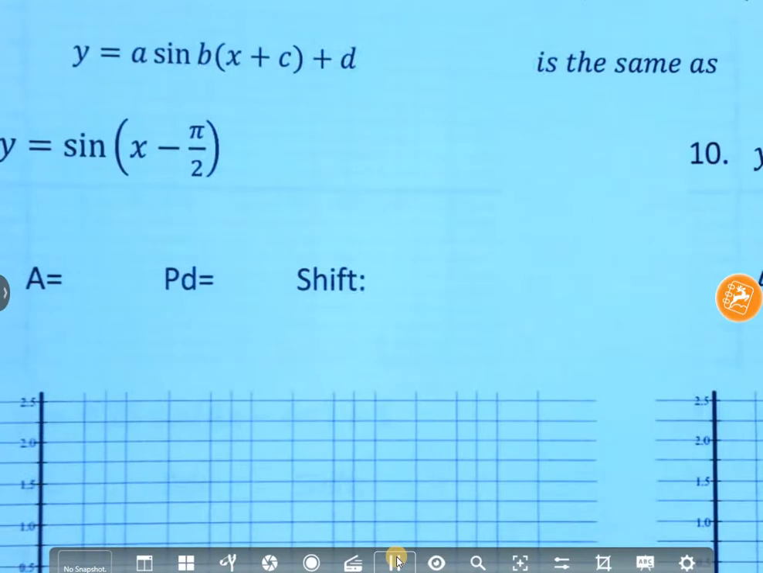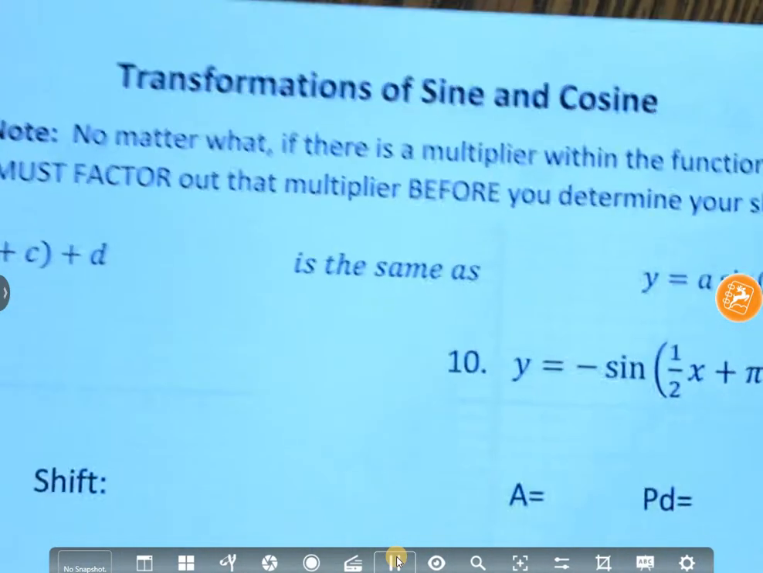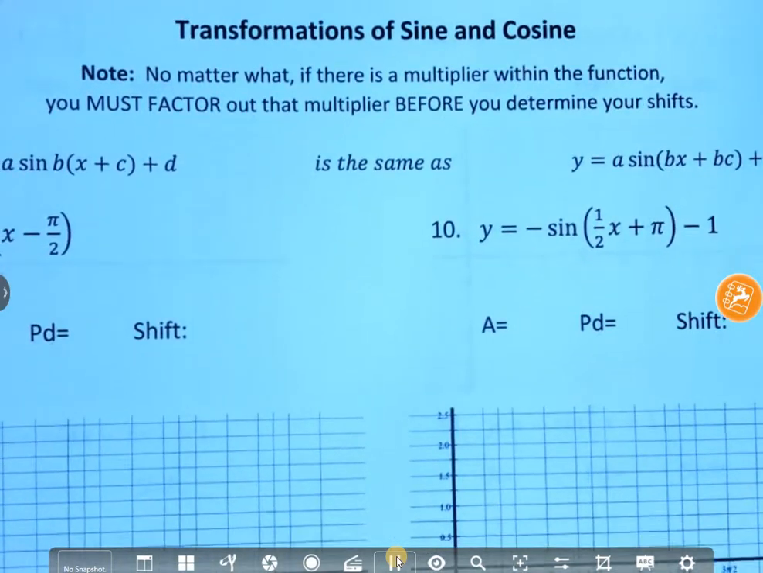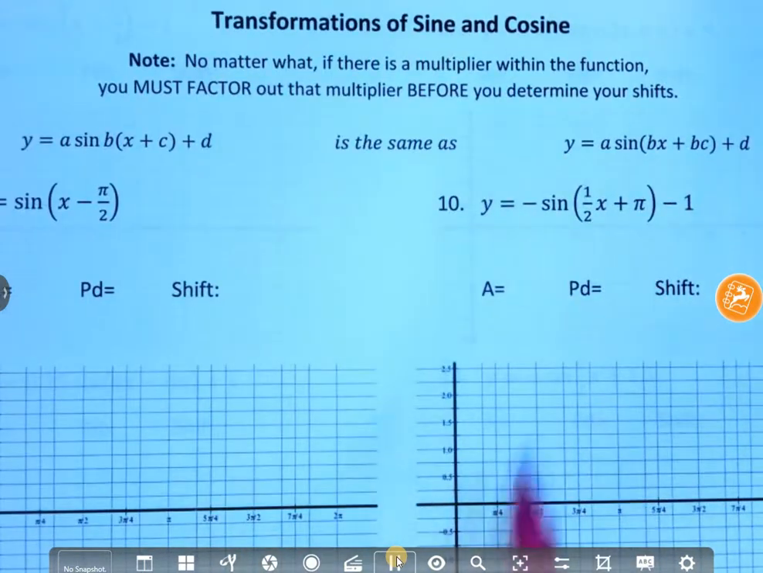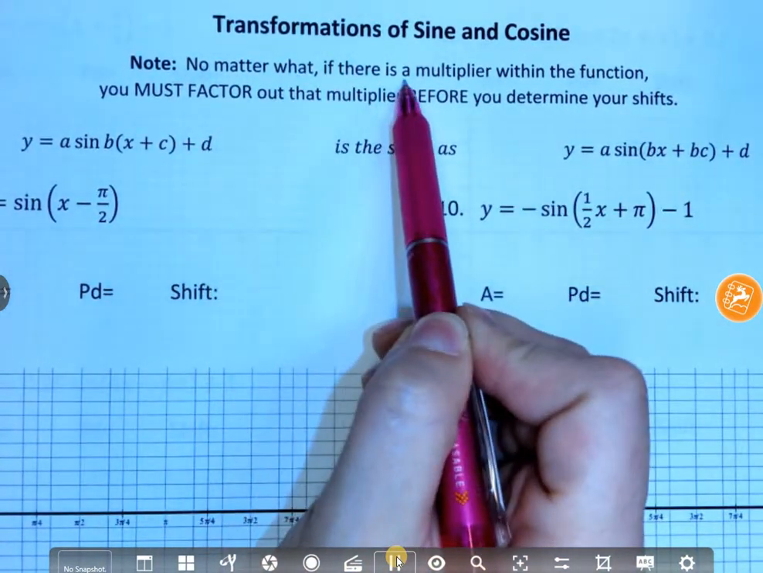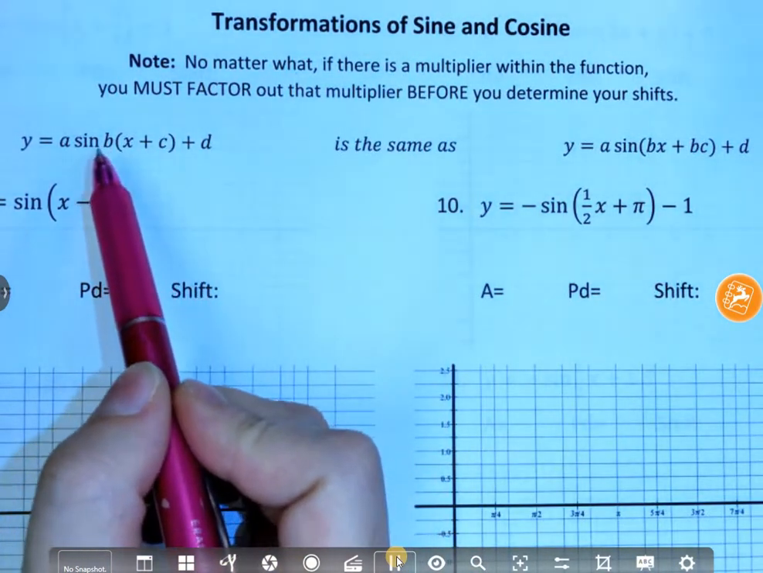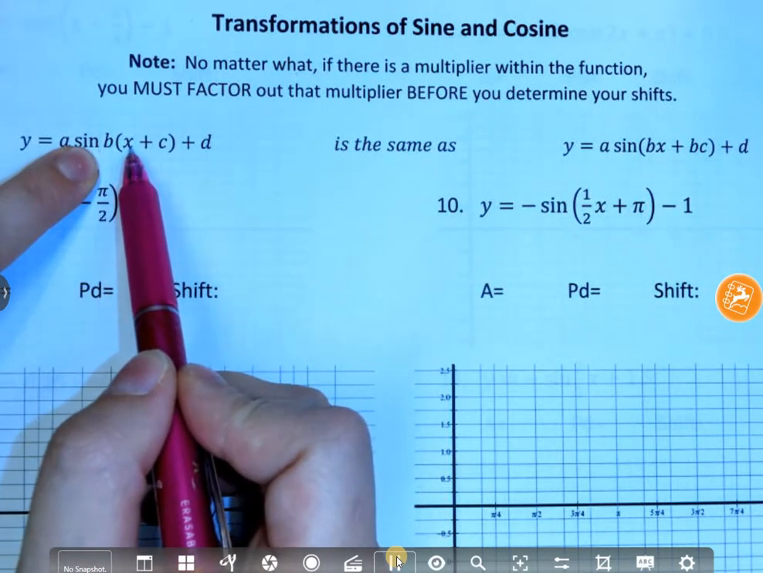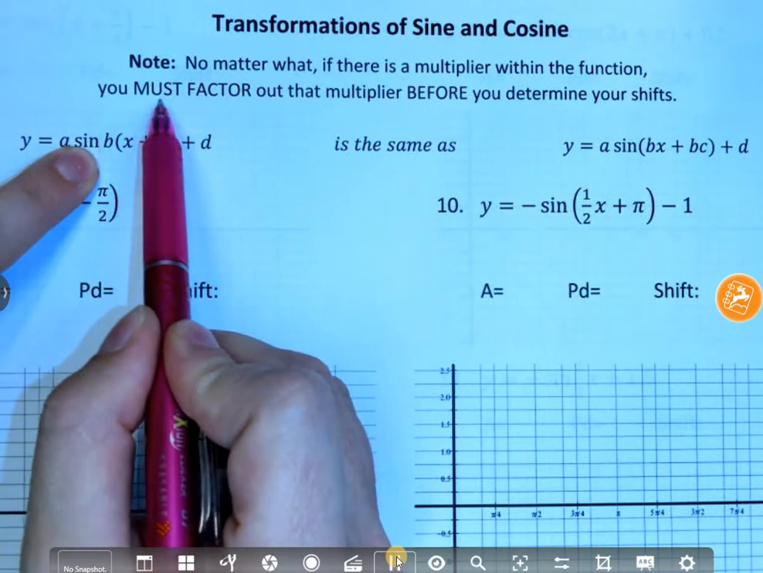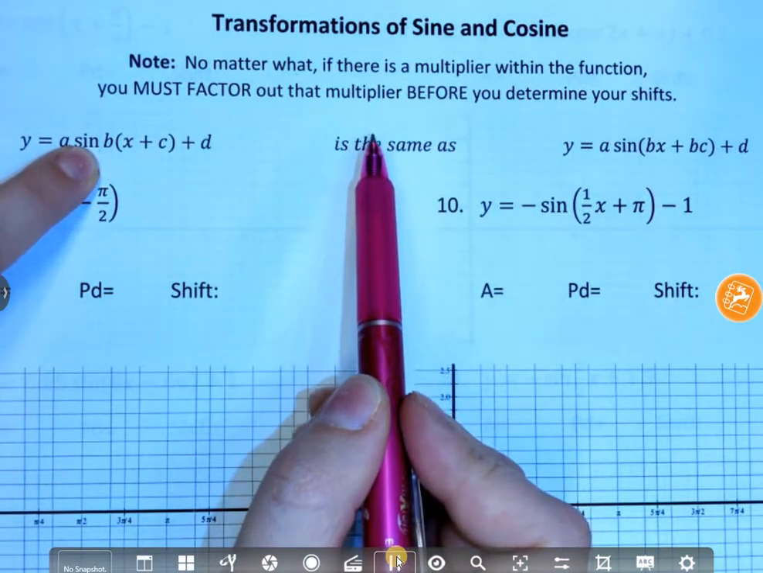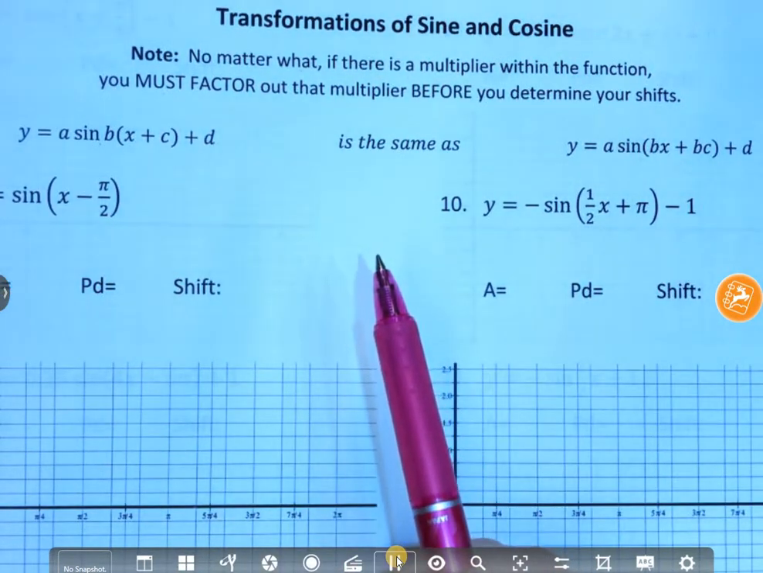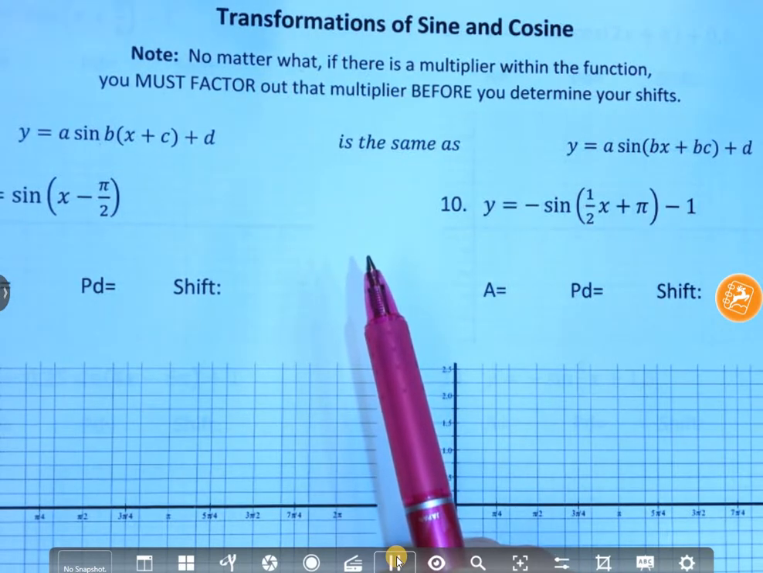The only thing that we're changing here, ladies and gentlemen, is going to be the starting place. Okay. Now, here's a little piece of instructions. This is very important. No matter what, if there is a multiplier within the function, in other words, if there is a times, if there's a number between the sine or the cosine and the x, you must factor that out before you determine your shifts, because that's just your left, right, up, and down. Again, those rules are going to be exactly the same as what we did for other transformational graphing.